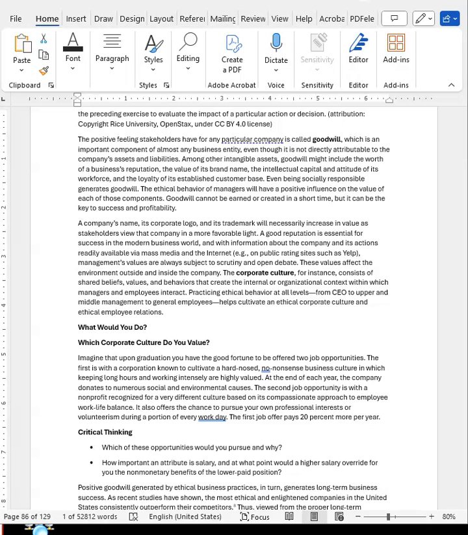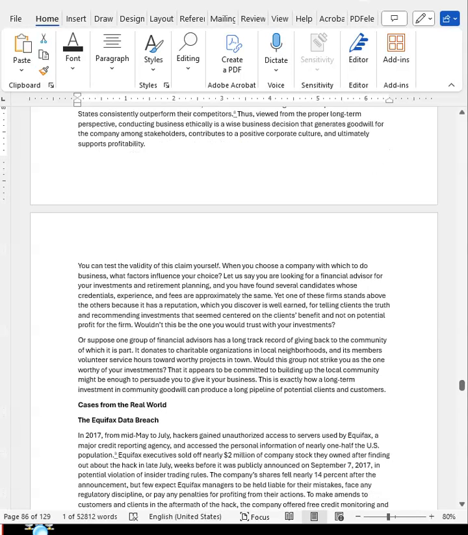of the lower-paid position? Positive goodwill generated by ethical business practices, in turn, generates long-term business success. As recent studies have shown, the most ethical and enlightened companies in the United States consistently outperform their competitors. Thus, viewed from the proper long-term perspective, conducting business ethically is a wise business decision that generates goodwill for the company among stakeholders, contributes to a positive corporate culture, and ultimately supports profitability.